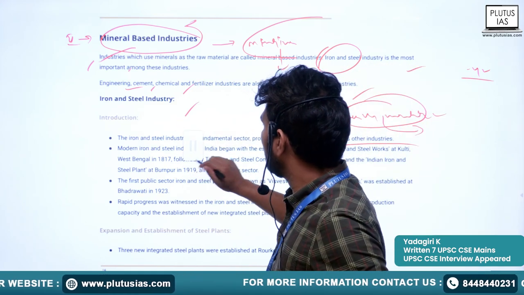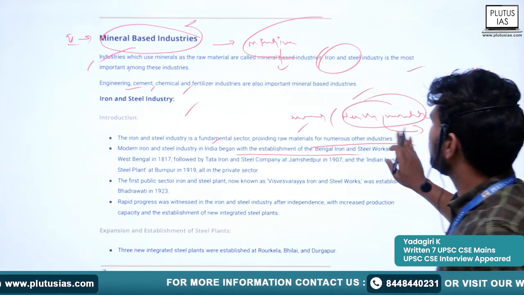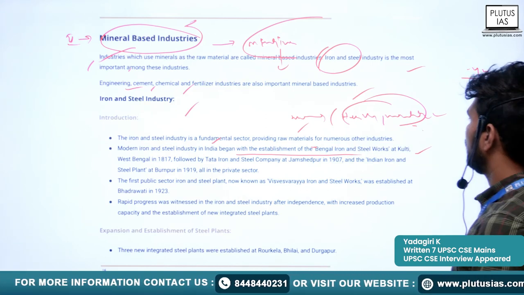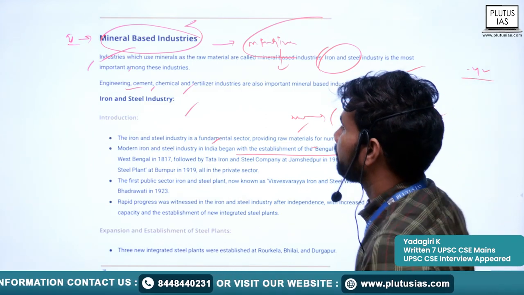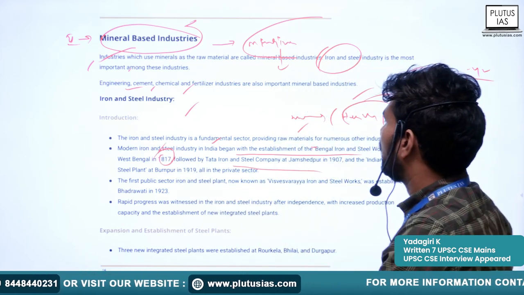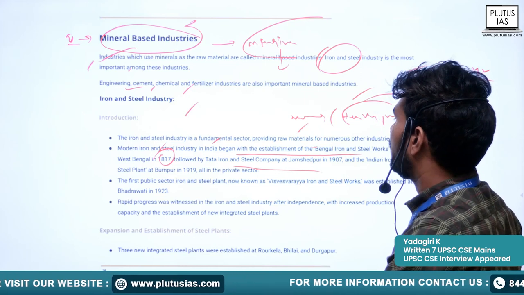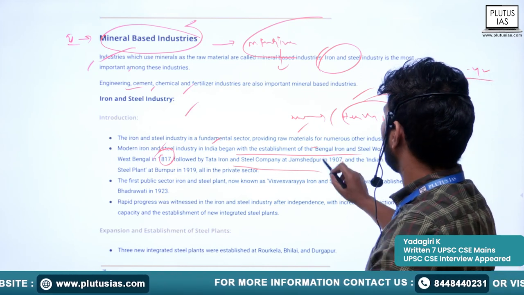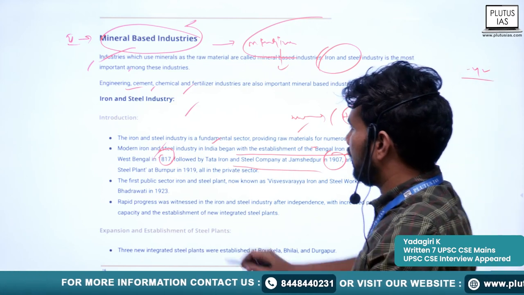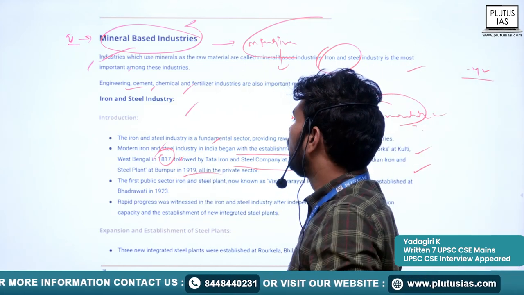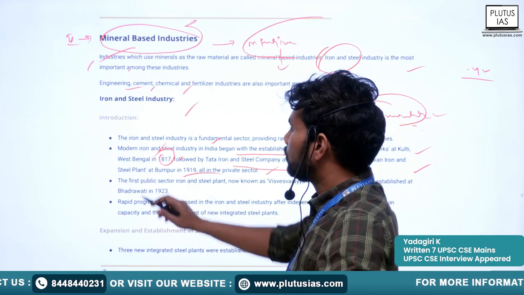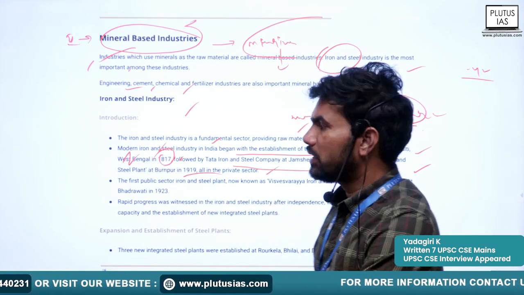Modern steel industry in India began with the establishment of Bengal Iron and Steel Works at Kulti in West Bengal in 1817, followed by Tata Iron and Steel Company at Jamshedpur in 1907, and the Indian Iron and Steel Plant at Burnpur in 1919, all in the private sector. So these three were started in the private sector only.